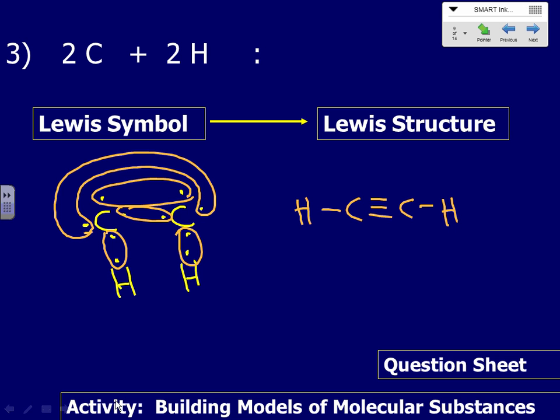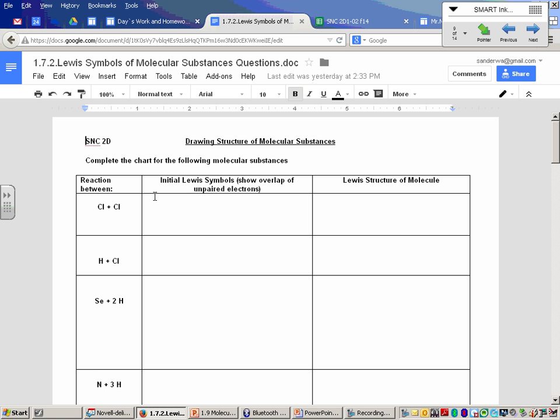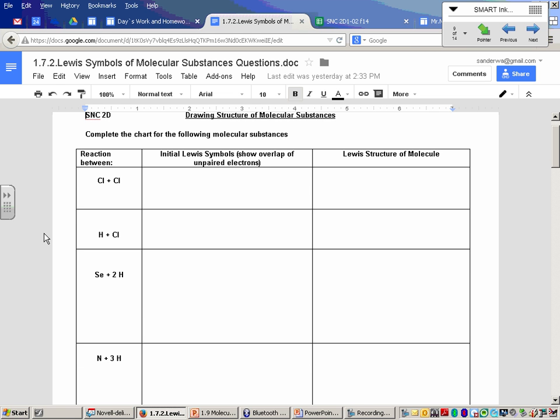All right. So activity, building molecules from molecular substances. Actually, we're doing the question sheet. So if I go to the internet at this point, this is the question sheet. Again, I recently just turned it into a Google Docs, and we're asking you to put together a chlorine and a hydrogen and a chlorine, and a selenium and 2 hydrogens, and a nitrogen and 3 hydrogens. Here's the initial Lewis symbols showing overlap with unpaired electrons. Those are our nice little loops. And then the Lewis symbols of the molecules, okay?